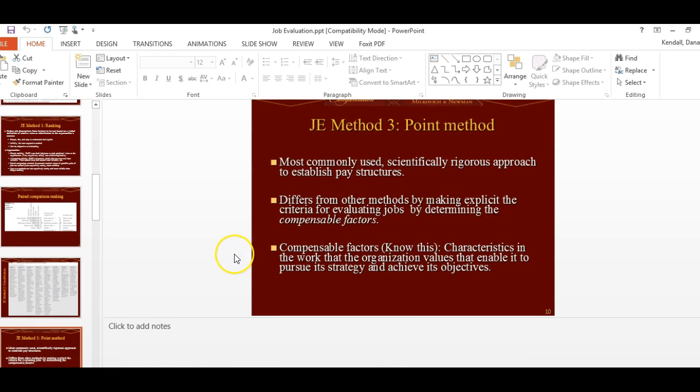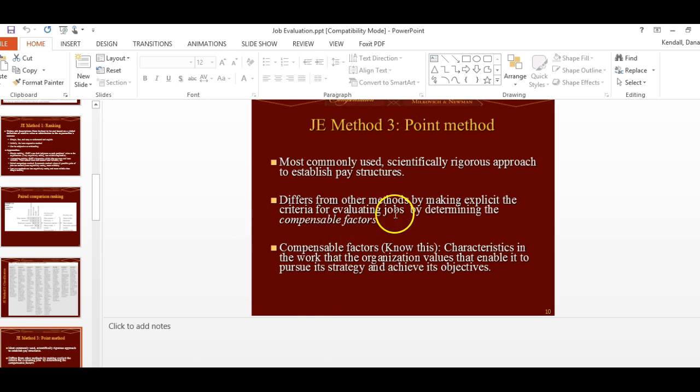Okay, moving along. Job evaluation method 3 is the point method, and this is the most rigorous approach. The ranking method and the classification method take a lot of time, but they are not super, I would say, scientific necessarily, but this one is. And so it has this quantification process, and it's multiple steps that I'll walk you through.